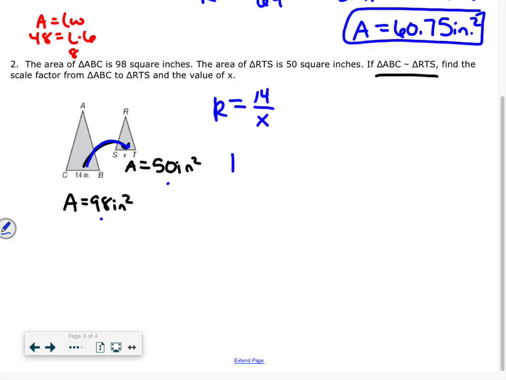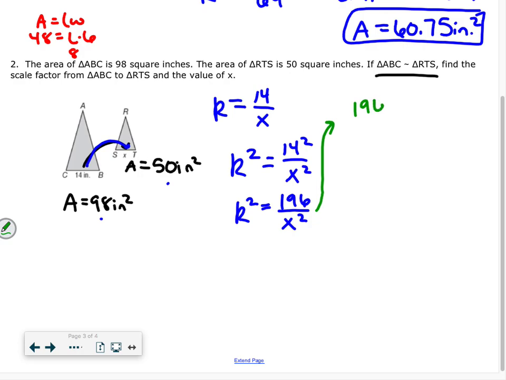We're given areas, so we want to take our scale factor and square it because we're talking about areas. So we want 14 squared over x squared. So our scale factor squared is going to be 196 over x squared. Now we can use this to help us set up a proportion because we have areas. We know that this right here in green is the ratio of the areas. So we're going from the 98 to the 50. So let's put 98 over 50. Those are areas.